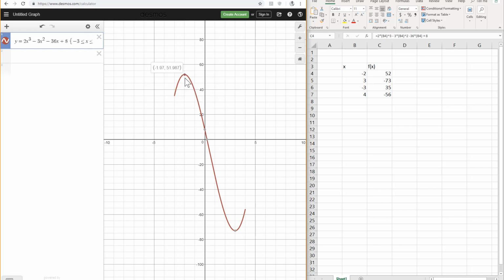And this is at 52 that we saw, then down here was at negative 73 that we saw, and up here is at negative 56. So the maximum and minimum look like they happen at the critical points. It's a good thing we took a look at the graph so we can straighten out our thoughts and ideas about this particular function.